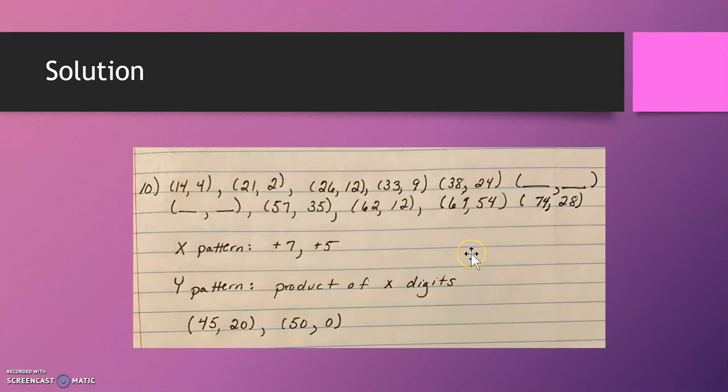So we have to use the pattern of +7, +5 to find our X value first, and then we can determine the Y value. So we did +5 to get from 33 to 38. So we add +7, and that gives us 45. 4 times 5 is 20, and that is how we get the solution for the first ordered pair. Then we know that we need to add 5 to 45 to get 50, and 5 times 0 is 0 to give us our Y coordinate. And that is the solutions to the practice problems.